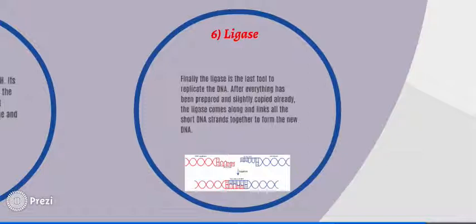The final step includes the ligase. Finally, the ligase is the last tool to replicate the DNA. After everything has been prepared and slightly copied already, the ligase comes along and links all the short DNA strands together to form the new DNA.